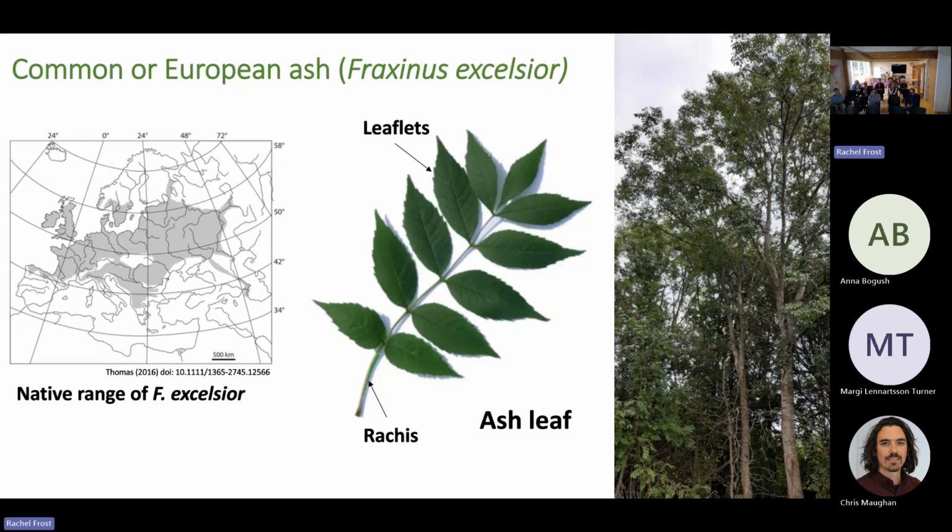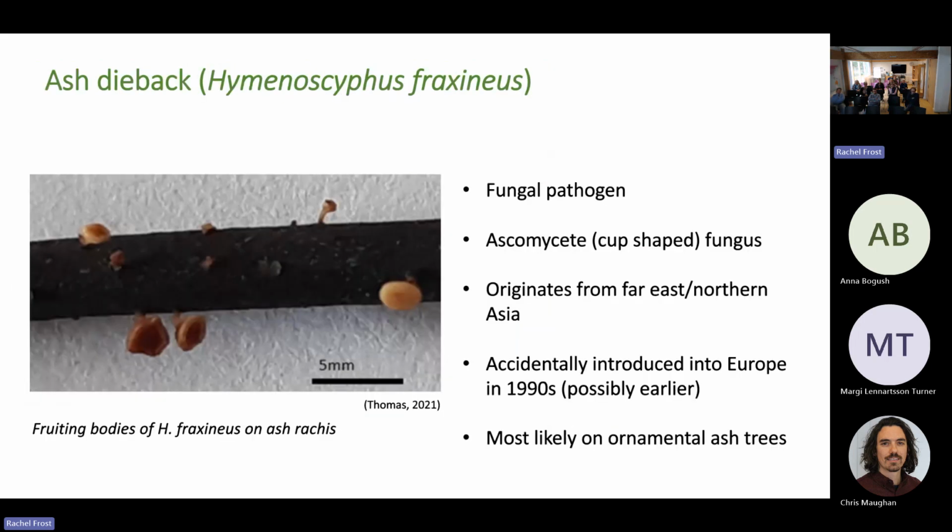Now, the ash dieback disease is caused by an ascomycete fungus. An ascomycete is a tiny little cup-shaped fungus. And you can see in this picture here, this is the midrib of the ash leaf, magnified many times, and it shows how tiny the fungus actually is.